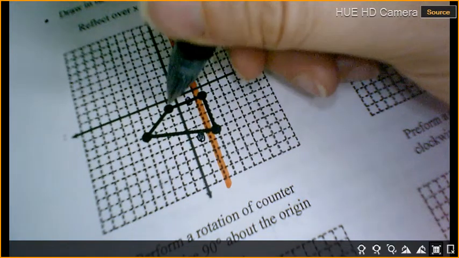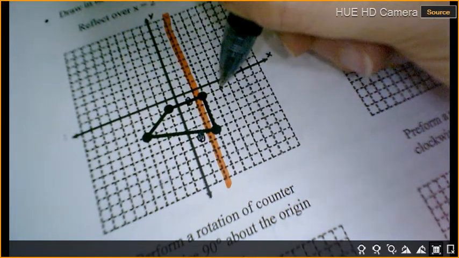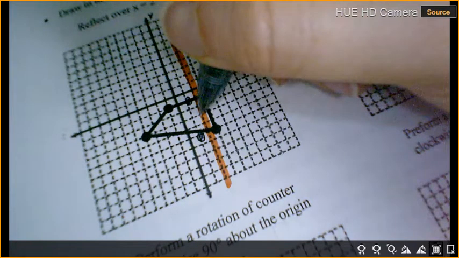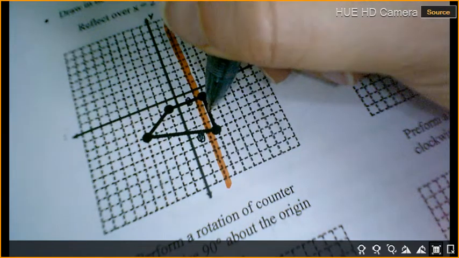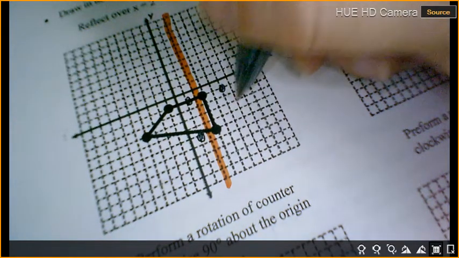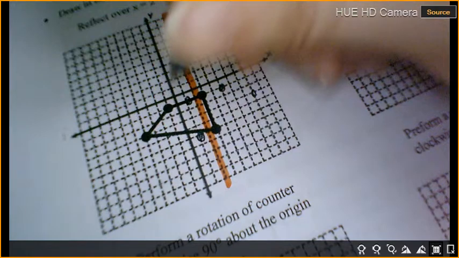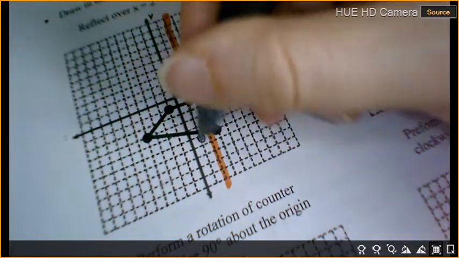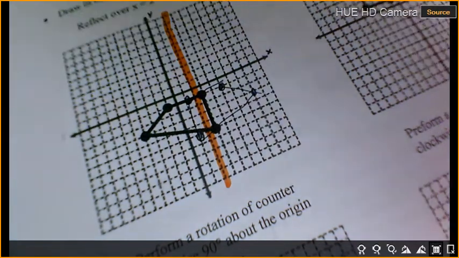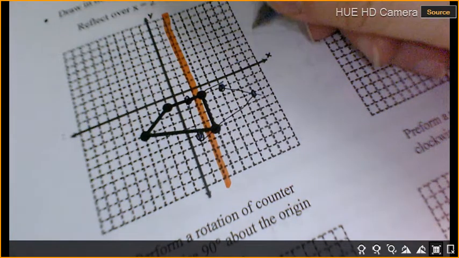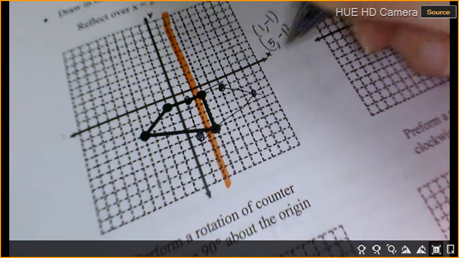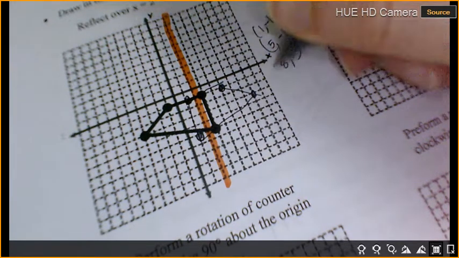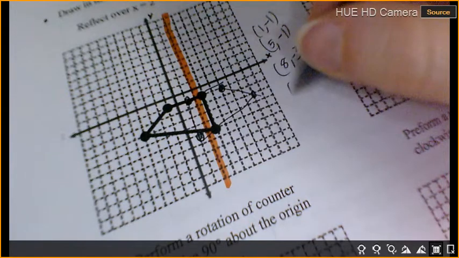This is 1, 2, 3, so I'm going to go 1, 2, 3. This is 1, 2, 3, 4, 5, 6, so I'm going to go 1, 2, 3, 4, 5, 6. So here are my new points: 1, -1, 5, -1, 8, -3, and 1, -5.